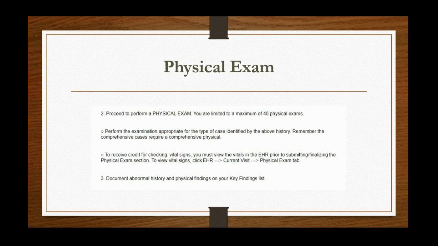To receive credit for checking vital signs, you must view the vitals in the EHR prior to submitting or finalizing the physical exam section. To view vital signs, click EHR Current Visit Physical Exam tab. The third set of activity includes document abnormal history and physical findings on your key findings list.